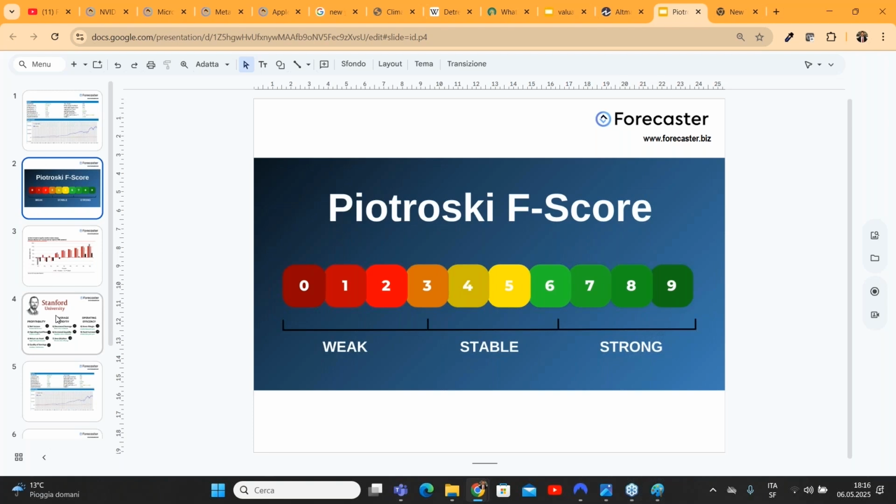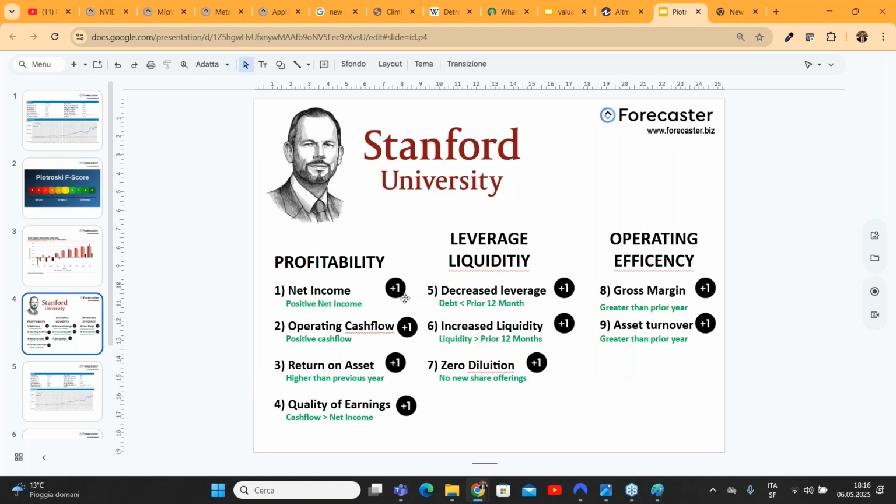How you can calculate this number is very easy, because you take 9 ratios, which are, for example, the net income. If the net income is positive compared to the previous one, you add 1 point.